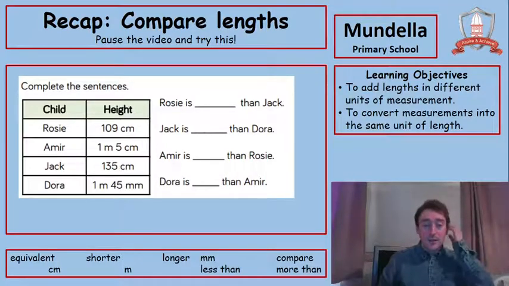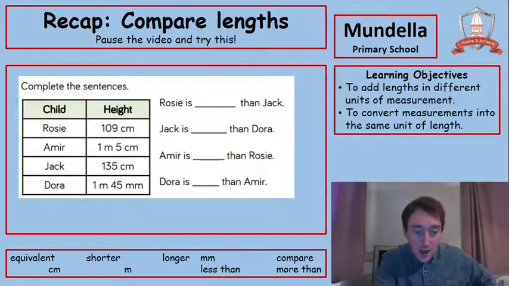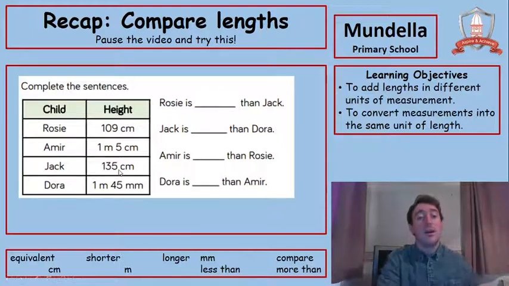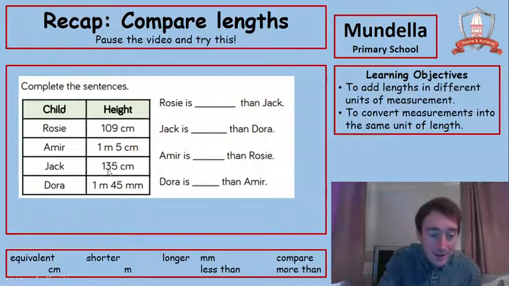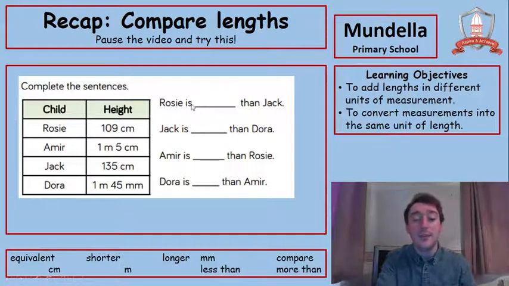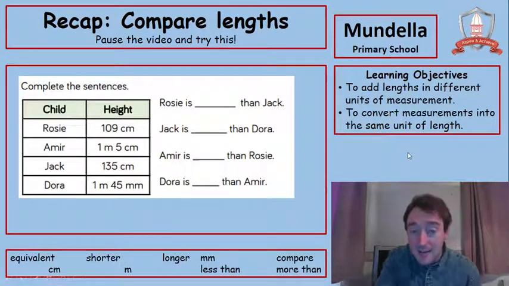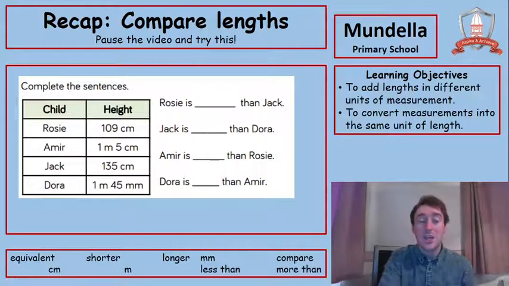Let's have a look at Rosie and Jack. Rosie is 109 centimetres tall. Okay? And Jack is 135 centimetres tall. Well, we can clearly see from that there are more centimetres with Jack there, so Jack must be taller. So Rosie is shorter than Jack. Do you remember the sign for shorter than? If you do, maybe you could put that in there instead.